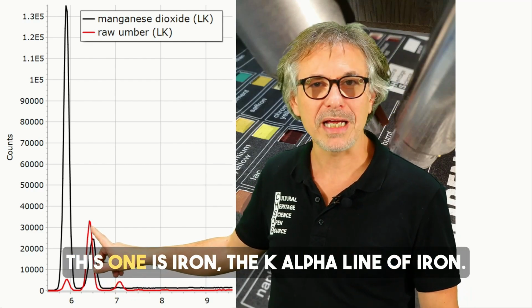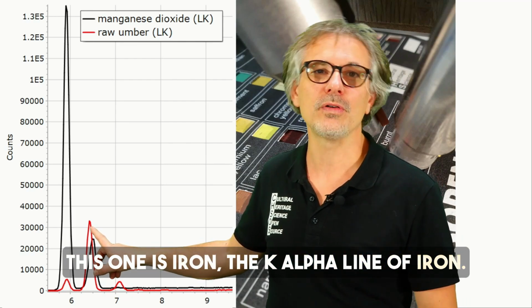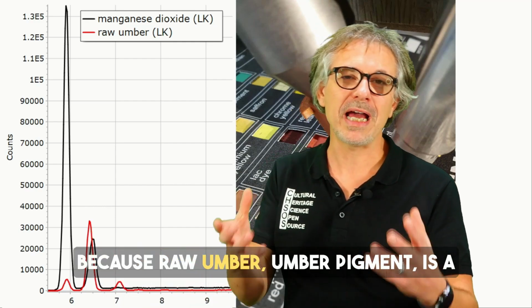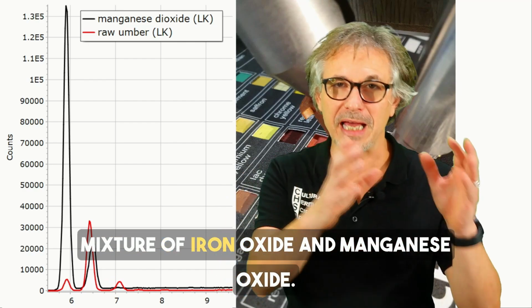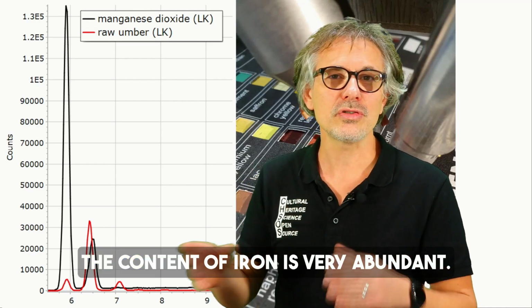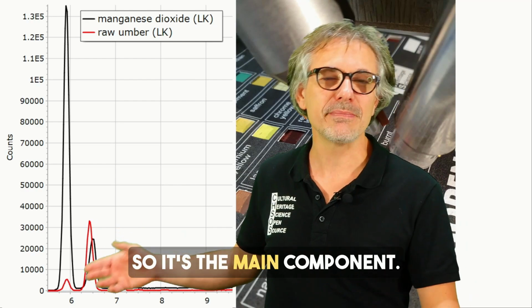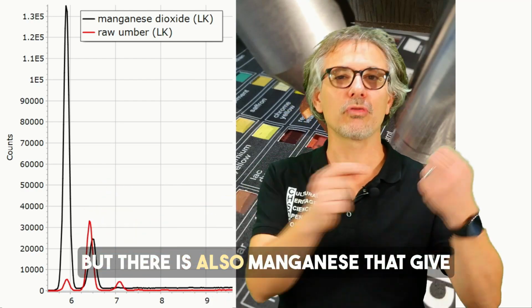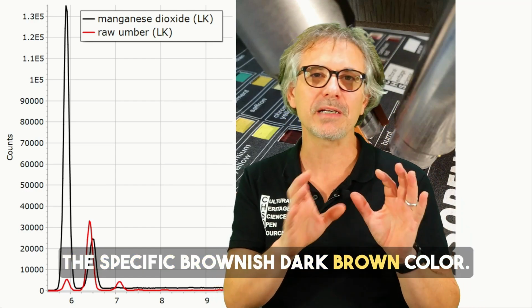This peak, you see the position is not at 6.5, that of the K beta of manganese, but at 6.4. This one is iron, the K alpha line of iron, because the raw umber pigment is a mixture of iron oxide and manganese oxide. The content of iron is very abundant, it is the main component, but there is also manganese that gives the specific dark brown color.